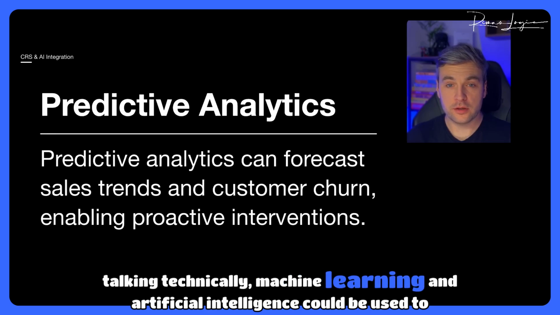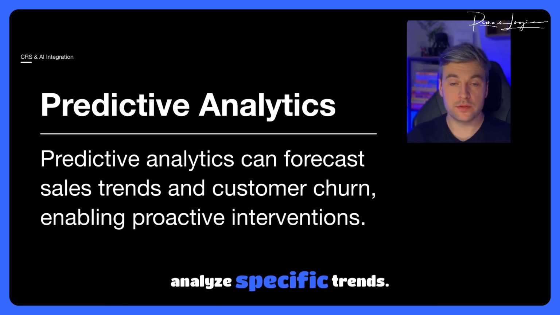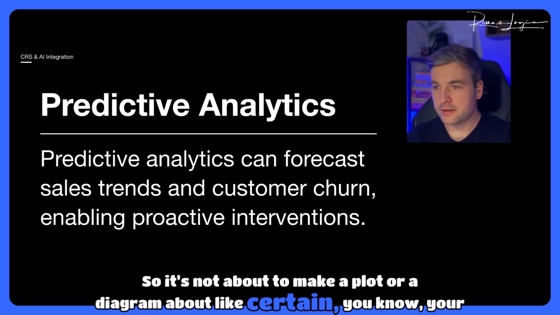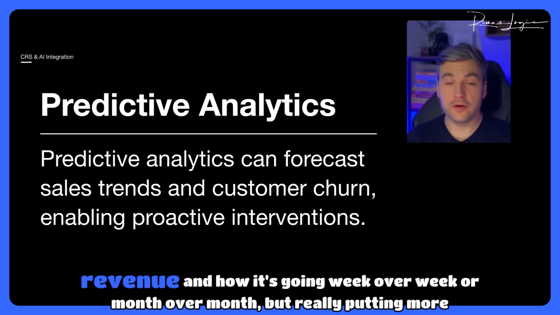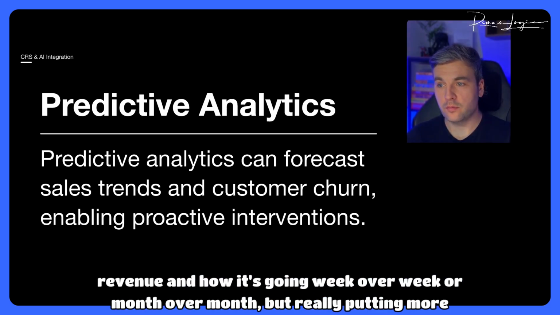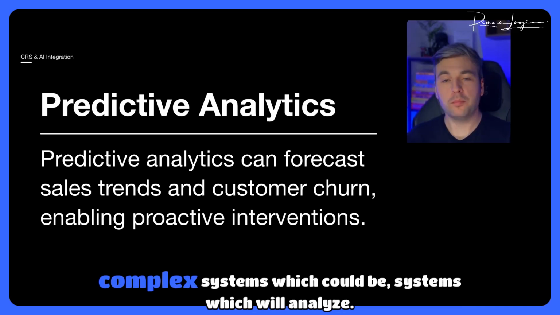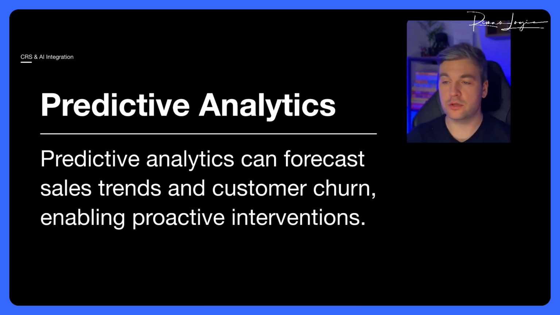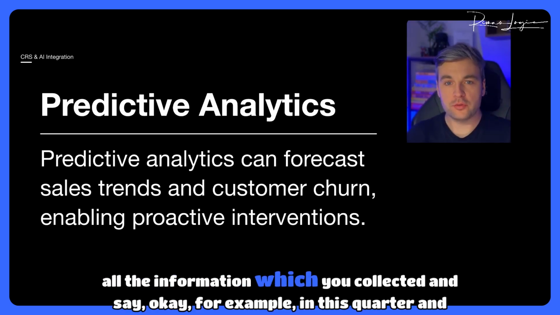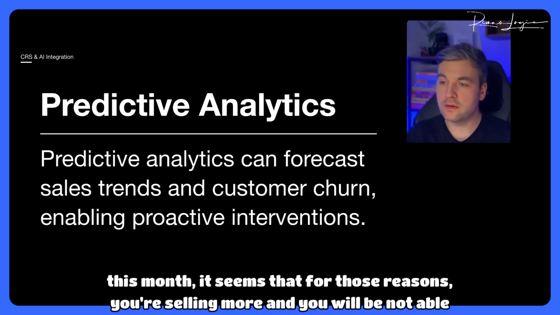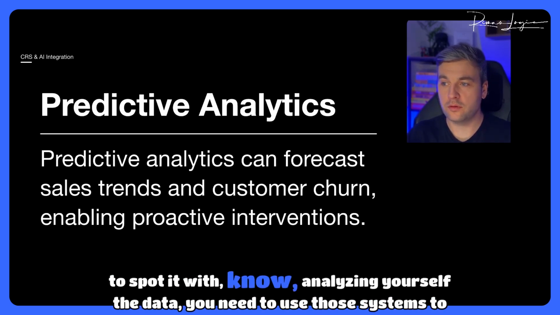Talking technically, machine learning and artificial intelligence could be used to analyze specific trends. It's not about making a plot or diagram of your revenue and how it's going week over week or month over month, but really putting in more complex systems which will analyze all the information you collected and say, okay, for example, in this quarter, in this month, it seems that for those reasons you are selling more, and you will not be able to spot it by analyzing this data yourself.